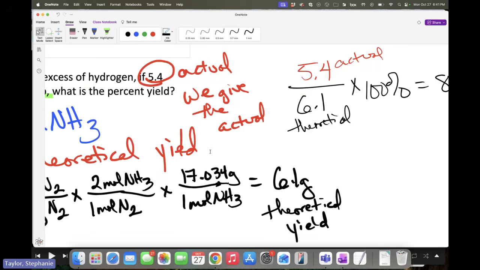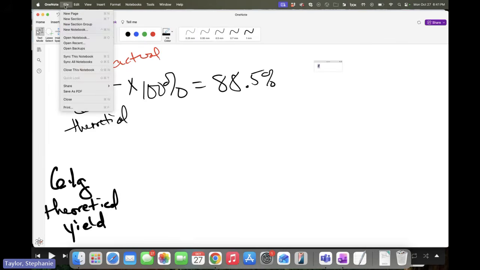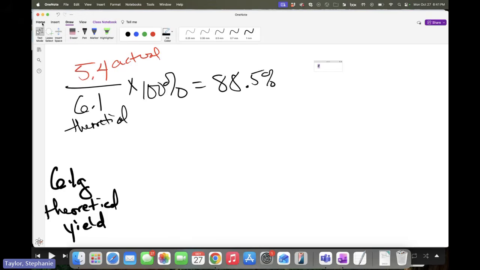So yeah, we have to either give you the actual yield, unless we give you everything else and ask you to solve for the actual yield. That looks a little different. Since I brought it up, let's do that one too.